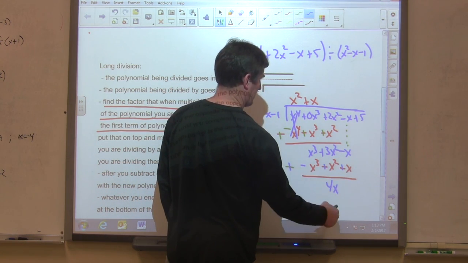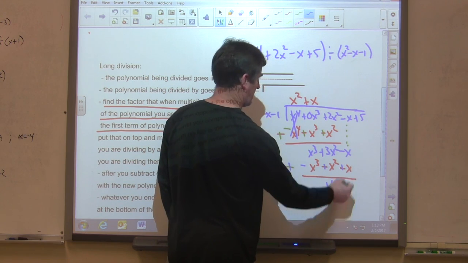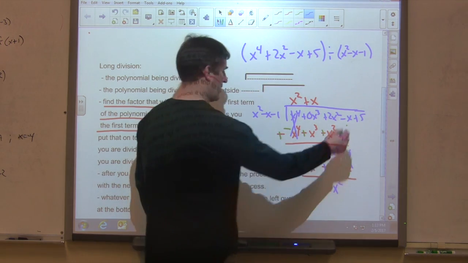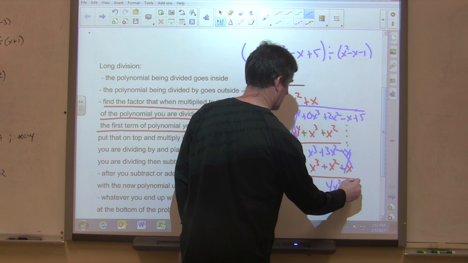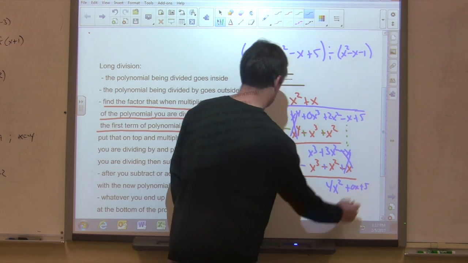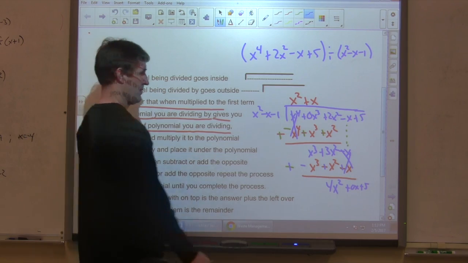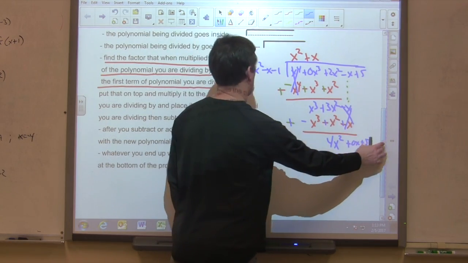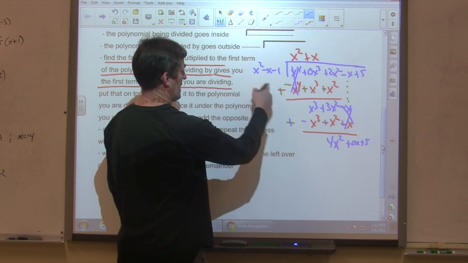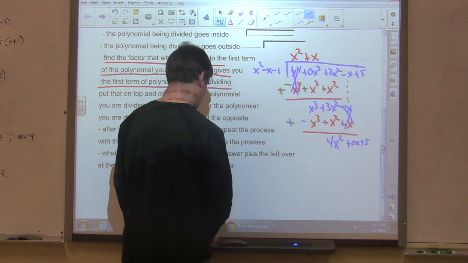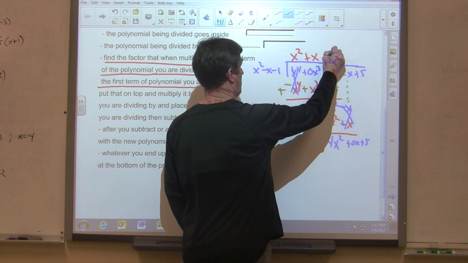And the x's cancel in this case, and I bring down the plus 5. So I'm going to put a 0x here and a plus 5. And then one last time, we're going to go through this process. What do I have to multiply x squared by to get to 4x squared? So that would be a plus 4.